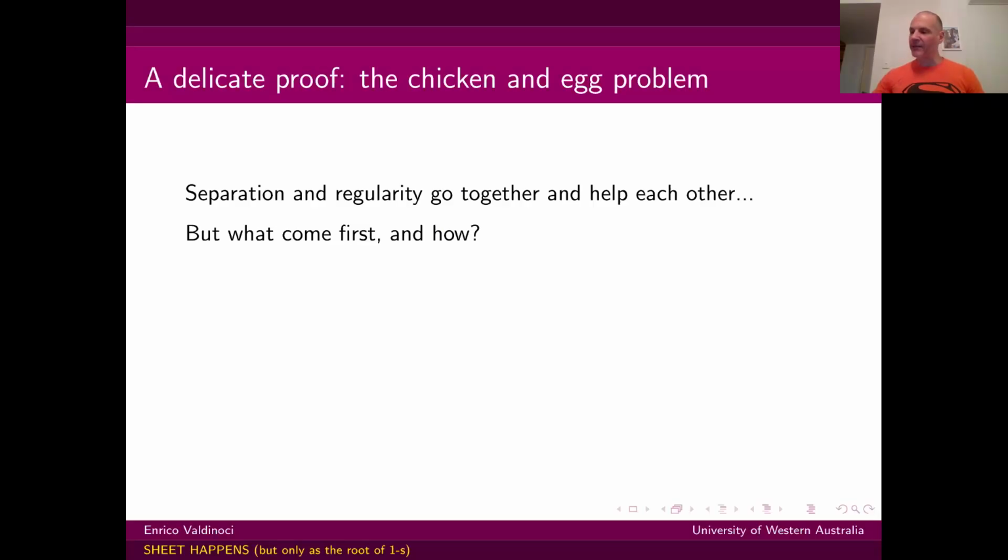I don't have time to go into the proof, but let me say that the proof is delicate because separation and regularity go together. You would like to say, of course I'm regular because I'm separated enough that I can put some kind of elliptic estimates in my domain. But you don't know that you are separated enough. Vice versa, you would like to say, I'm separated enough because I'm regular, and so I can describe my surface in a tubular neighborhood. But you don't know that you're regular yet. So it's a bit of a chicken and the egg problem.